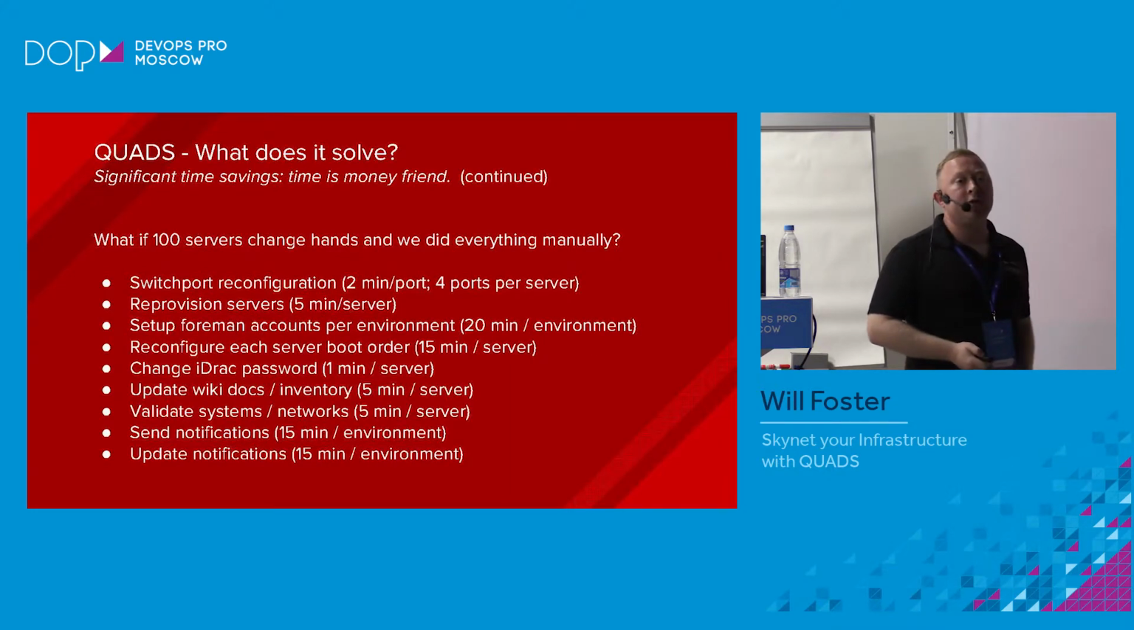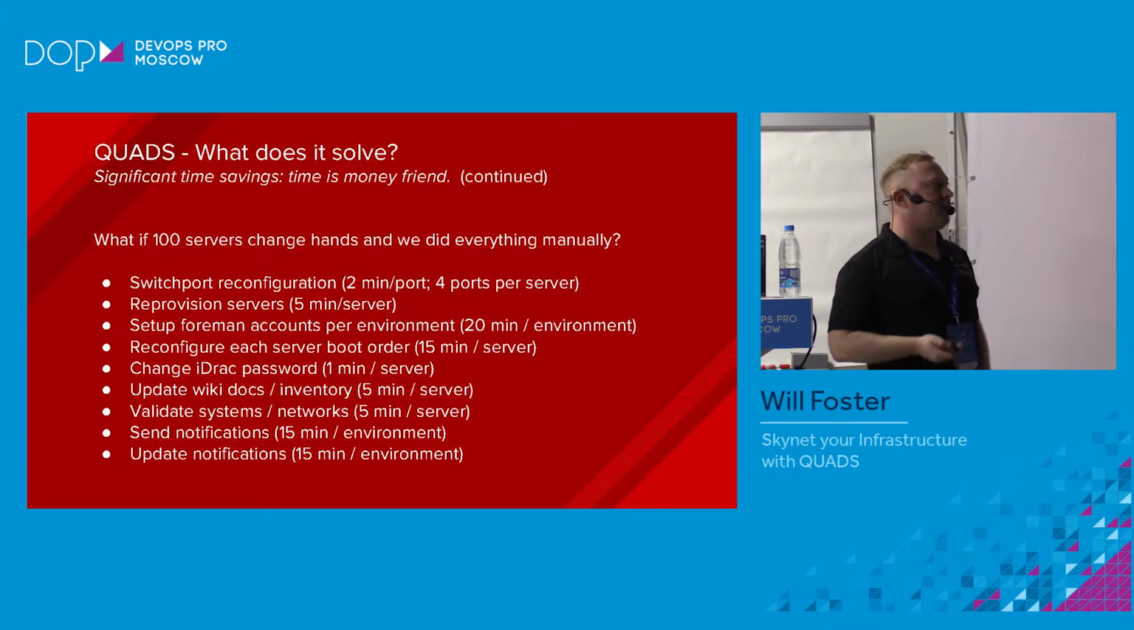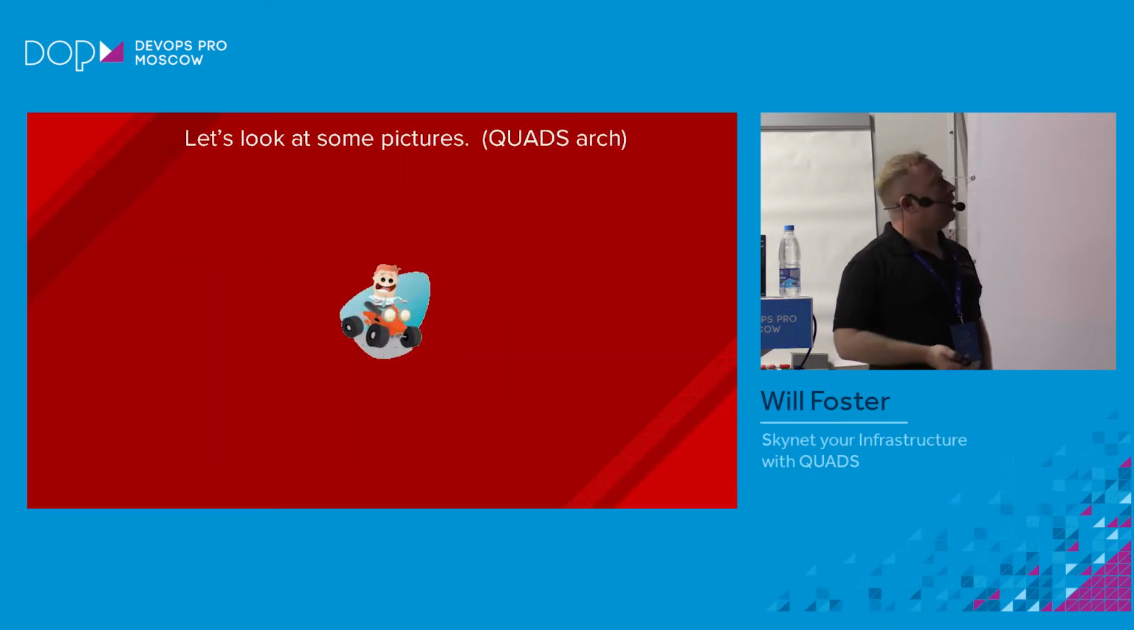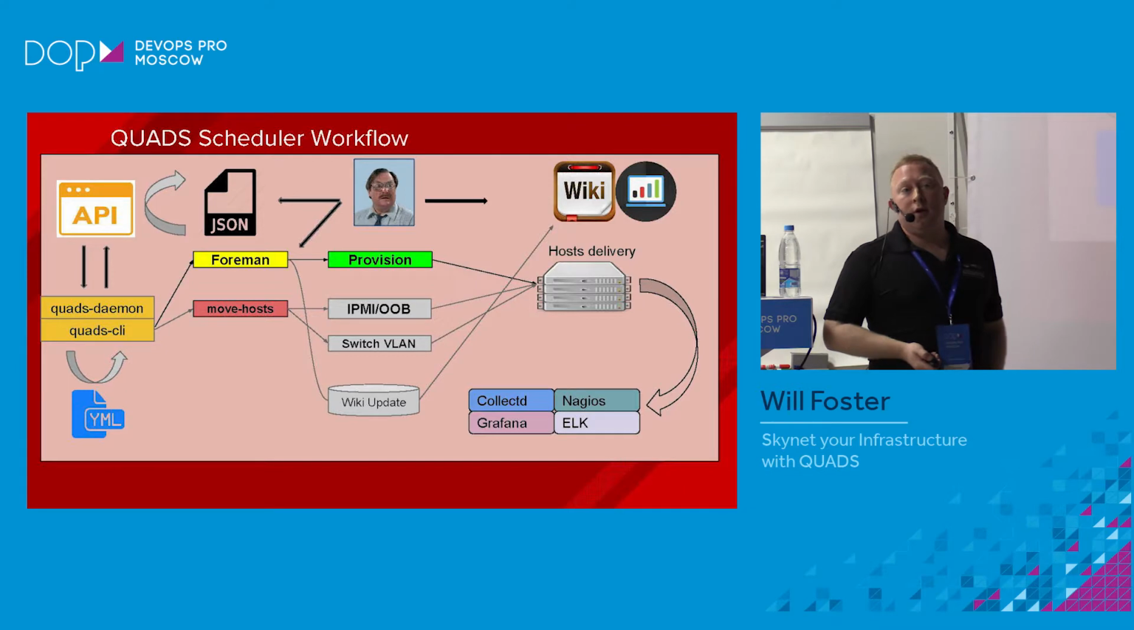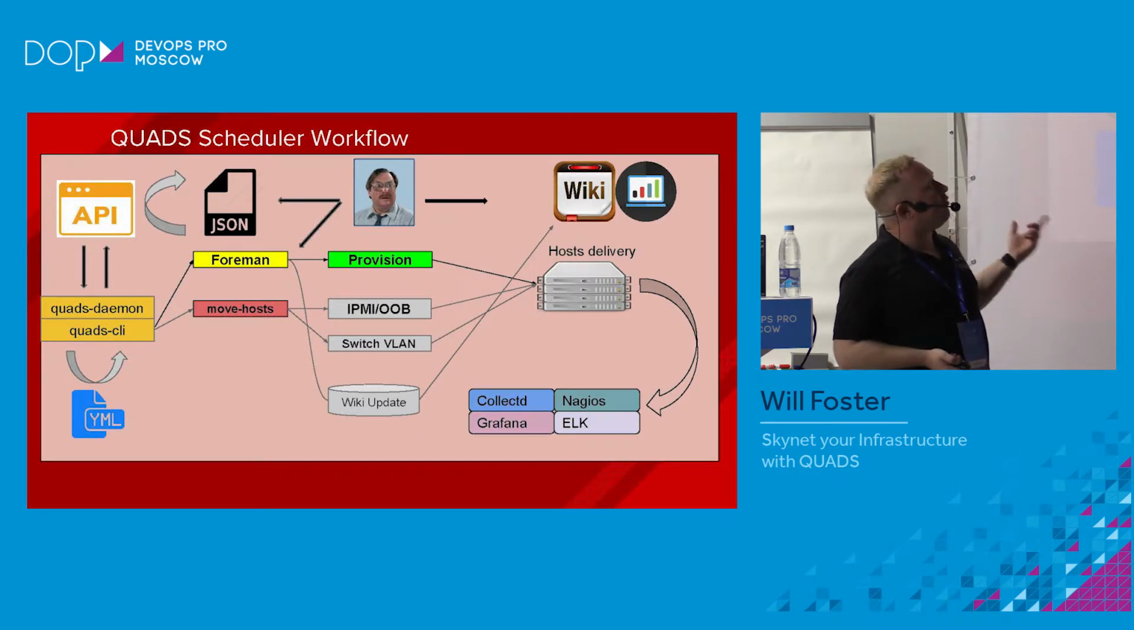All right, so let's look at some architecture. I explained what QUADS does. I've explained how we use it, why we created it. And I want to show you now how the architecture looks. So this is maybe the ugliest diagram you're going to see today. It's not going to win any website awards, but it's kind of colorful, and I wanted to keep it simplistic.